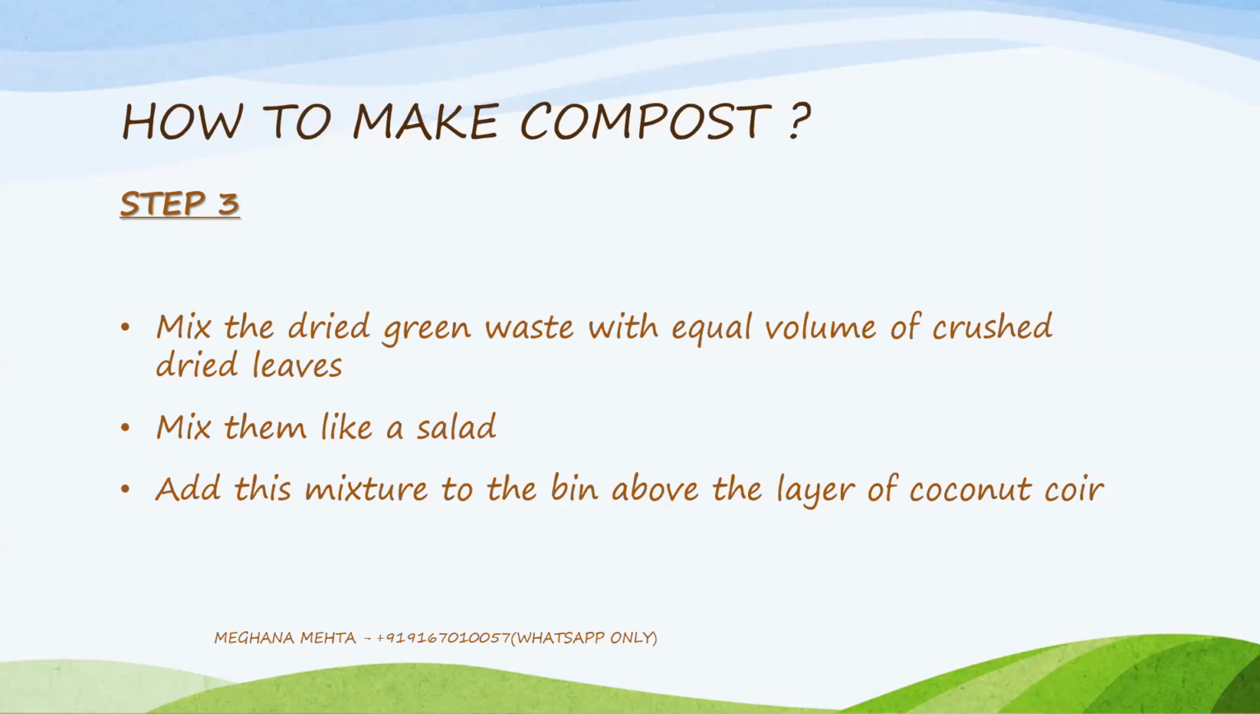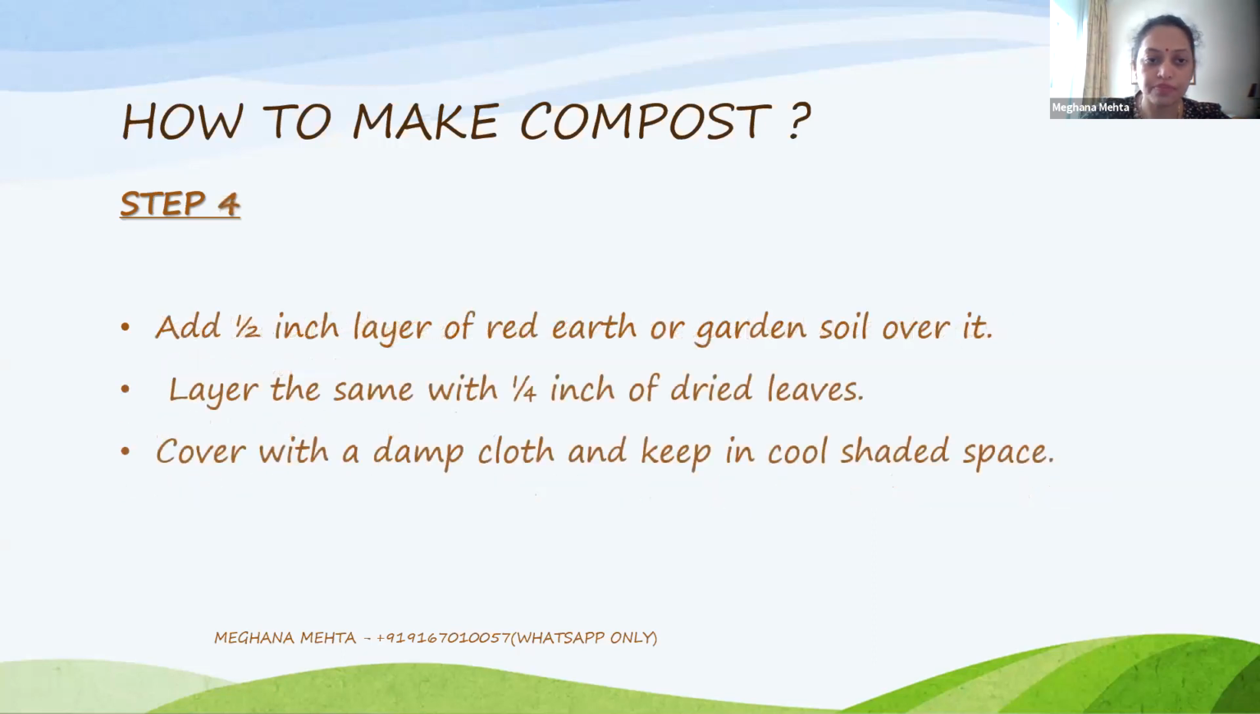Then we add this mixture to the bin above the layer of coconut coir. So now, the container that we have, first we'll line that container with a layer of coconut coir or sugarcane bagasse. If there's some sugarcane juice wala next door, you can source it from there. Sieve it, and the very fine component you get after sieving the sugarcane bagasse, you can line the container with.